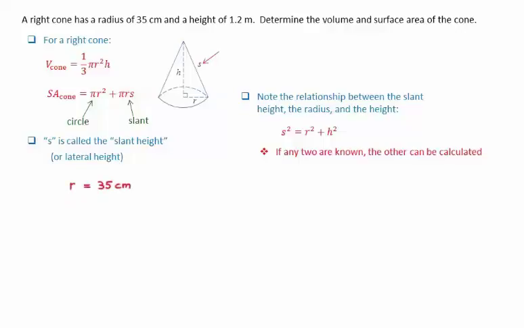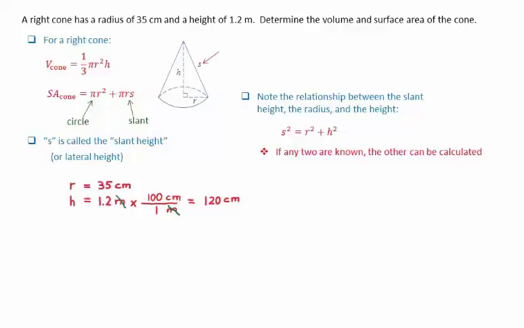In this particular question, the radius equals 35 centimeters. The height equals 1.2 meters. We have to convert this height into centimeters using a conversion factor, giving us 120 centimeters for the height.